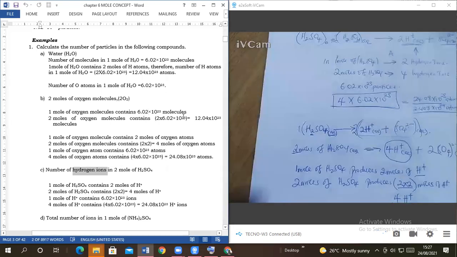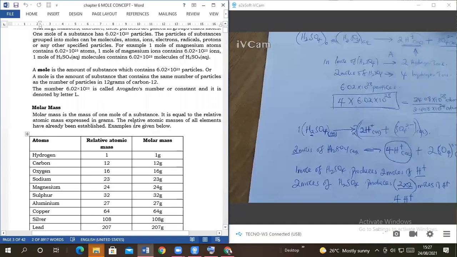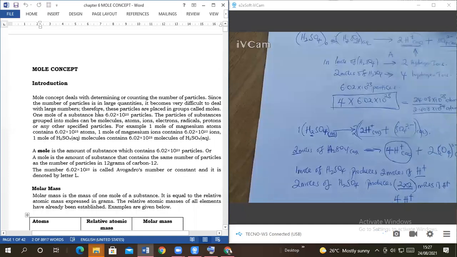So now if it comes to particles, when you go back to the definition of our particles or mole concept, we get to know that 1 mole of a substance has this number of particles. Those particles can be grouped into molecules, atoms, ions. Have you seen ions? So it is the same. 1 mole of hydrogen ion contains 6.02 times 10 power 23 particles.